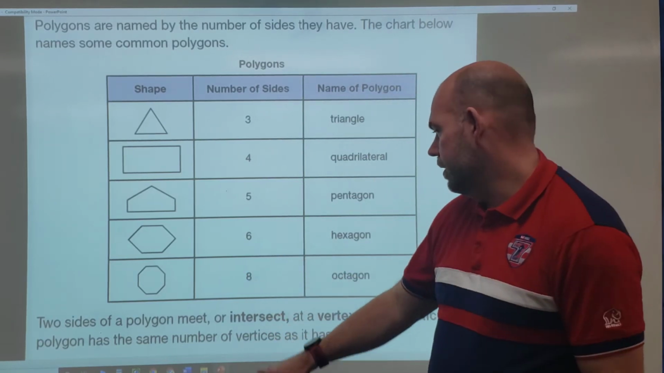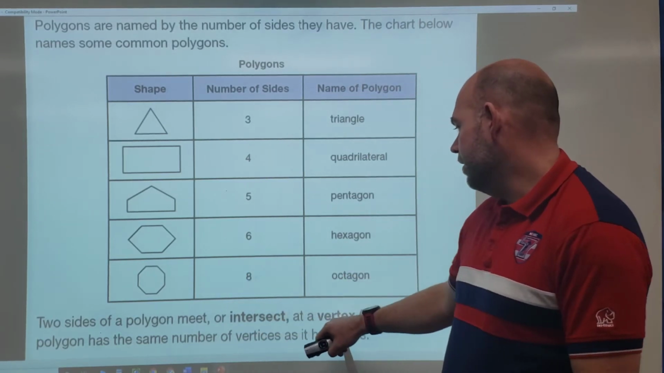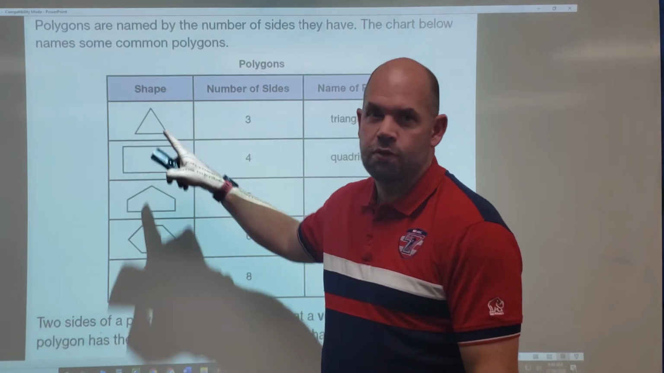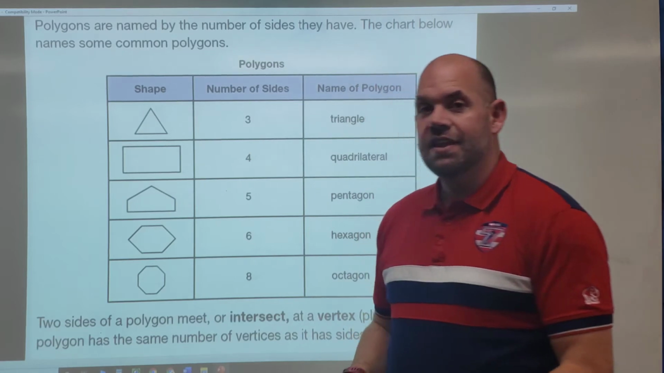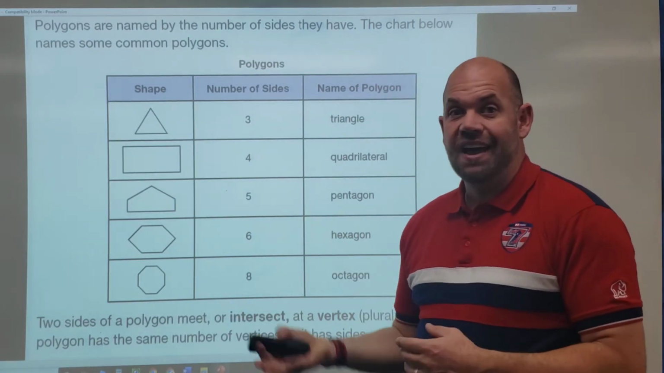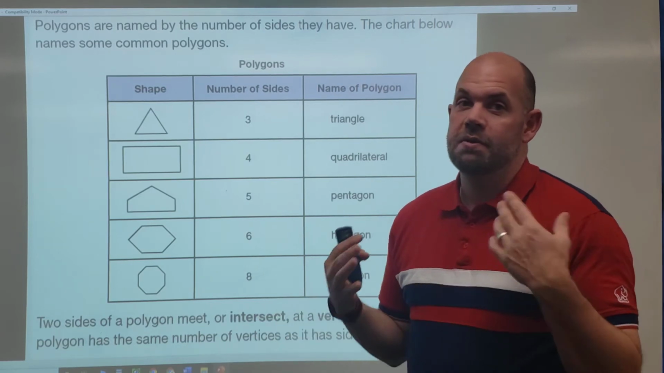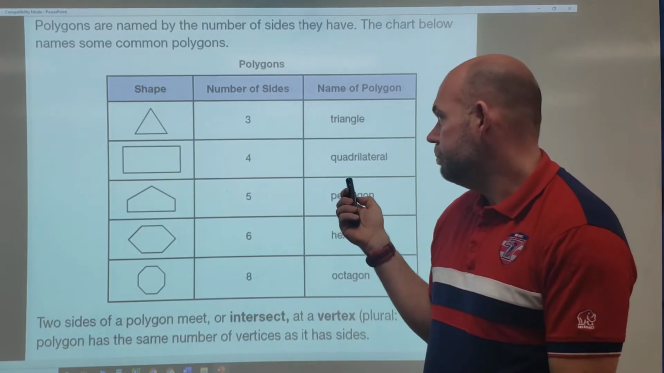Now here's an interesting thing. The intersection is the vertex. So that's where the angles come. That's called the vertex, or vertices if it's more than one. And the number of vertices and the number of sides are always going to be the same on polygons. So if there are 4 sides, there are going to be 4 angles, okay?